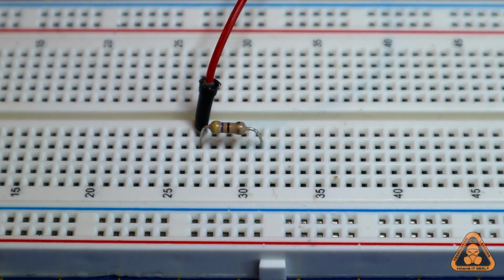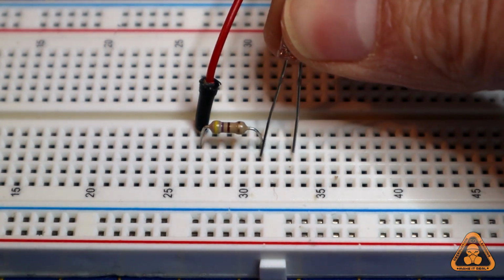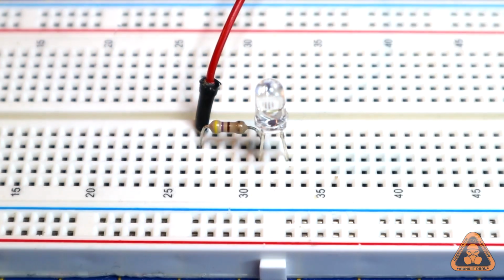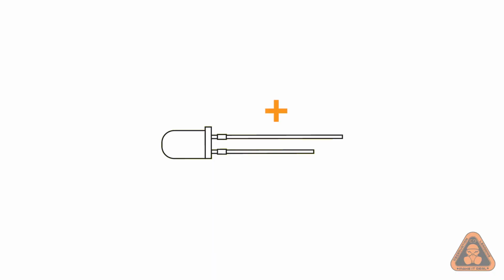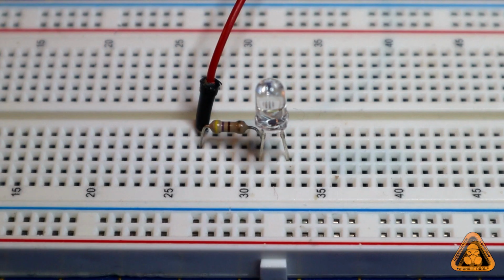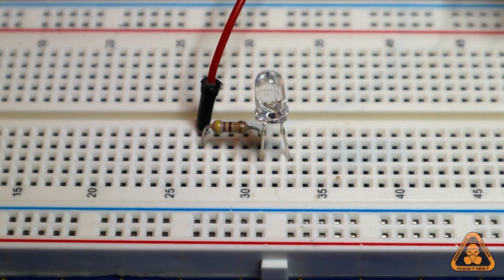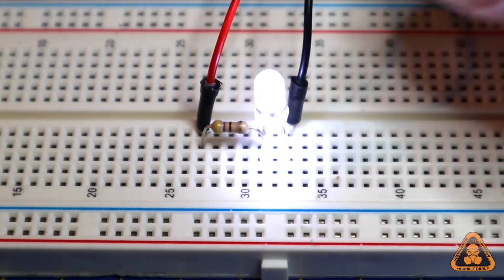The LED does have a positive and a negative. And how can we tell that? Well, by the length of the legs. The longer leg is positive and the shorter leg is negative. The last step is to complete the circuit by connecting the negative power wire. And there we have it.